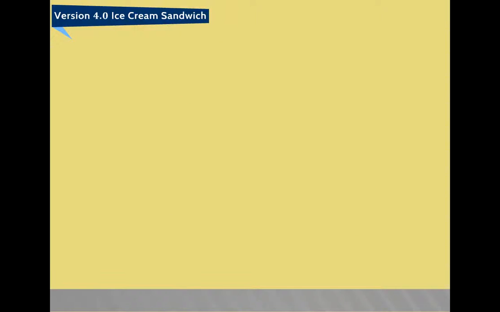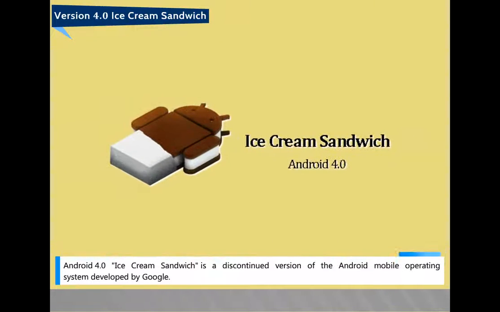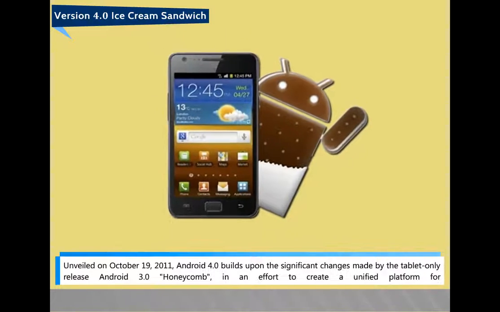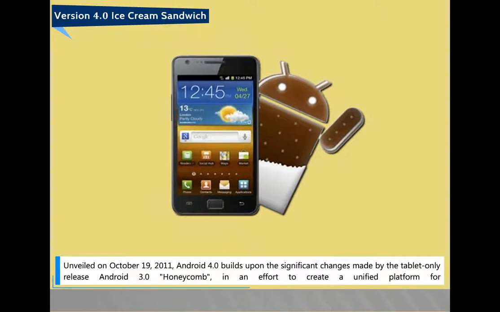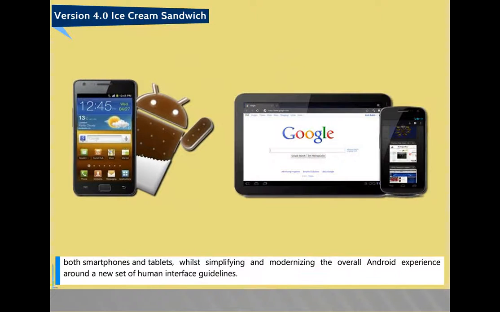Version 4.0 Ice Cream Sandwich. Android 4.0 Ice Cream Sandwich is a discontinued version of the Android mobile operating system developed by Google. Unveiled on October 19, 2011, Android 4.0 builds upon the significant changes made by the tablet-only release Android 3.0 Honeycomb in an effort to create a unified platform for both smartphones and tablets, whilst simplifying and modernizing the overall Android experience around a new set of human interface guidelines.